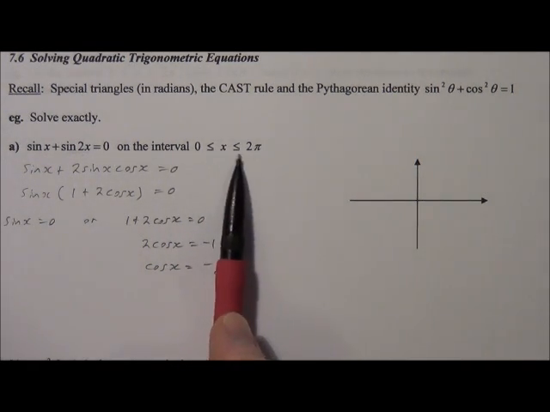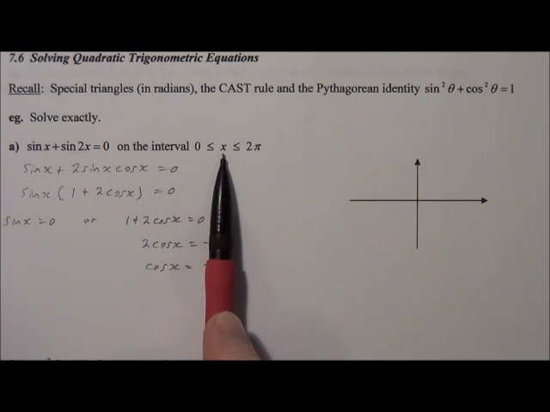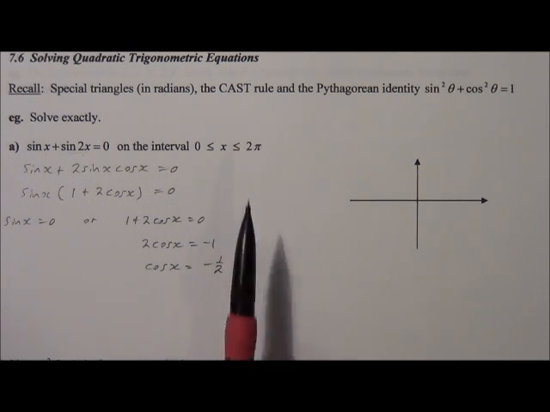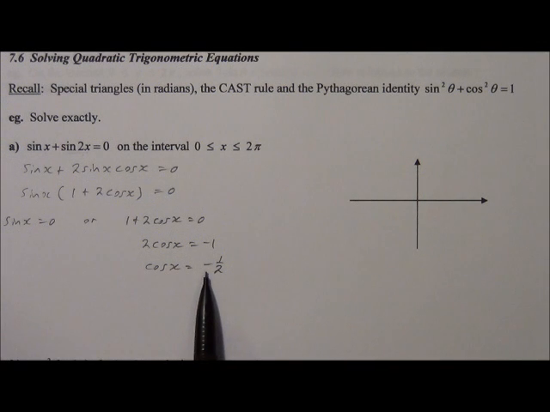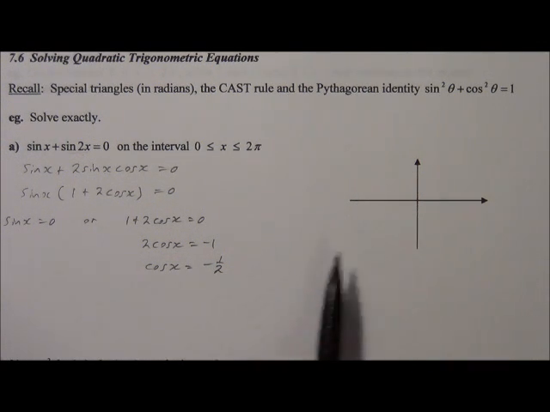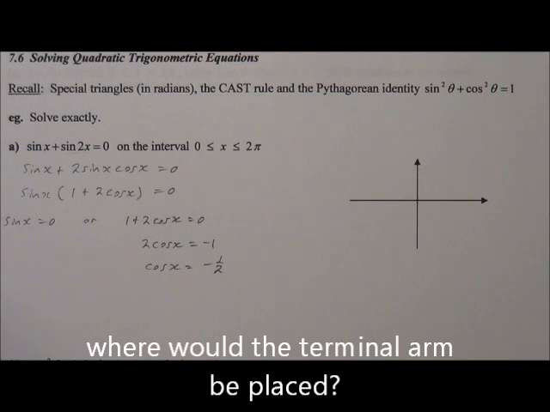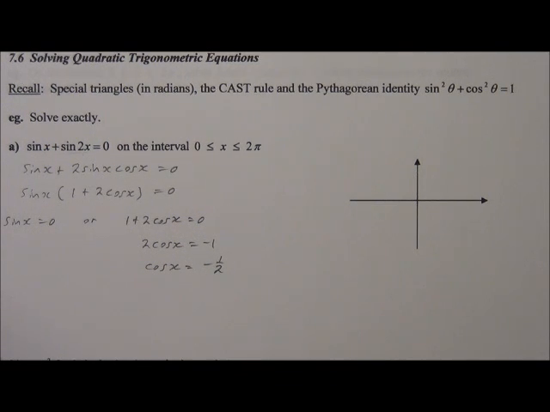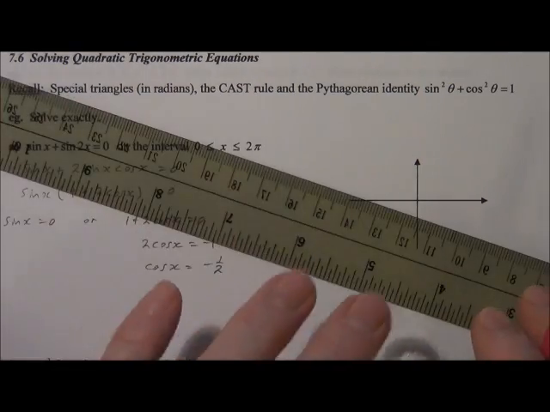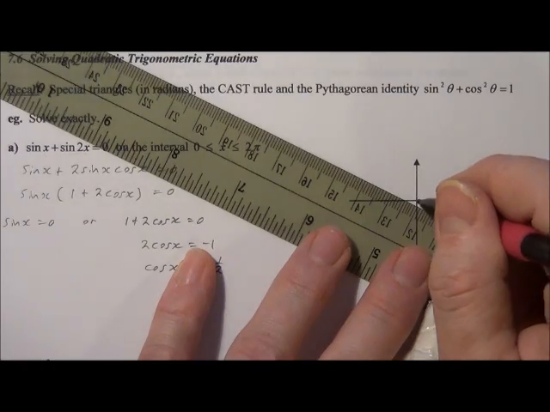And we know that the angle x is between 0 and 2 pi. We need to place the terminal arm somewhere on the Cartesian plane using that negative sign to guide us. So keep in mind the CAST rule. Where would a terminal arm land if the cosine is negative? Okay, that's correct. That would be in the second and third quadrants.